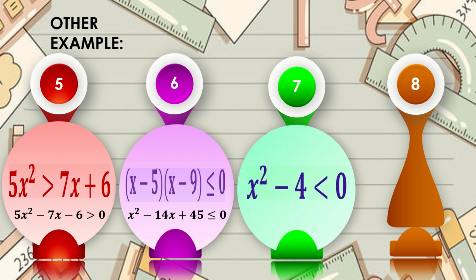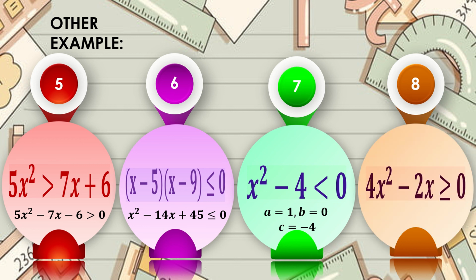Number 7. x squared minus 4 is less than 0. Even though it has no b value here, we can say it is quadratic since the highest exponent is 2 and it has an inequality sign which is less than. The value of a here is 1, b is 0, and c is negative 4.